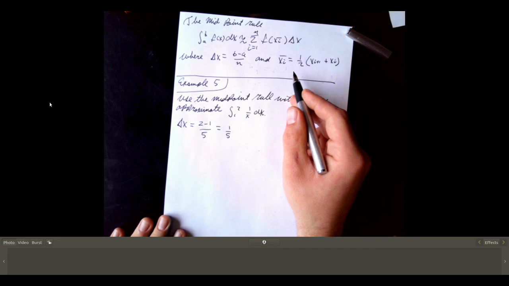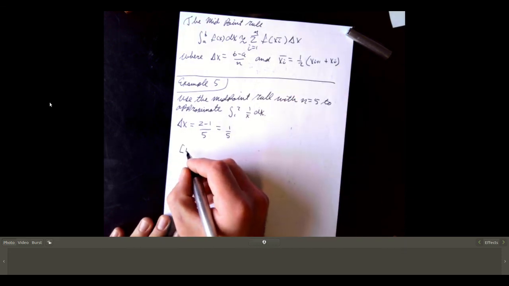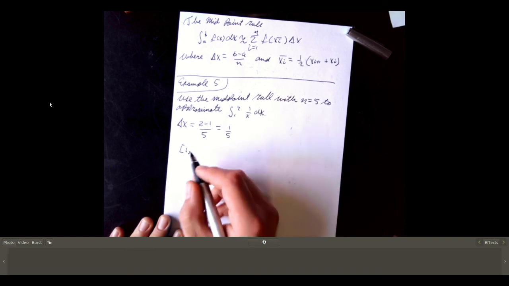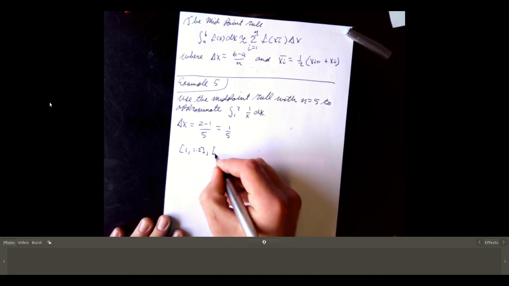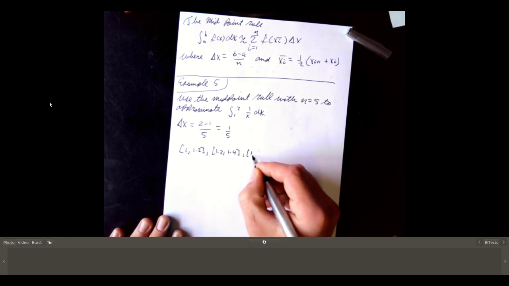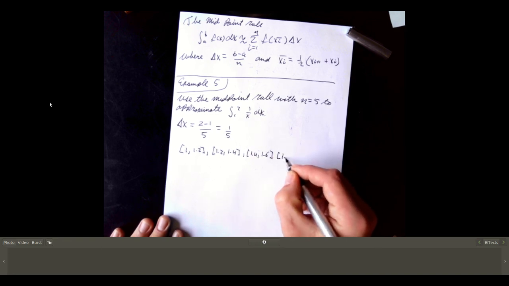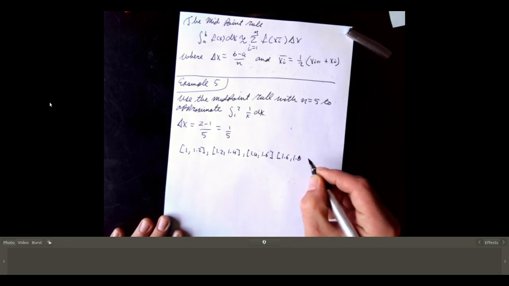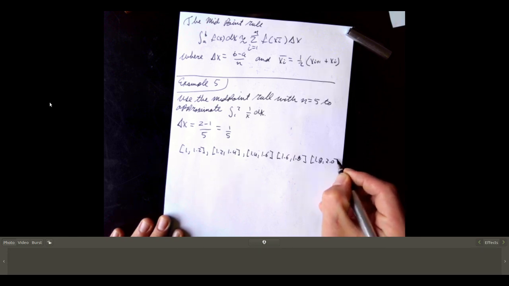And we need an x sub i. So we're going to start at 1, and then the end of our next interval is going to be 1.2. Then we're going to go 1.2 to 1.4. Then 1.4 to 1.6. And then 1.6 to 1.8. And then we're going to take 1.8 to 2.0.